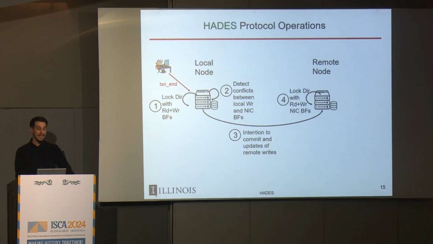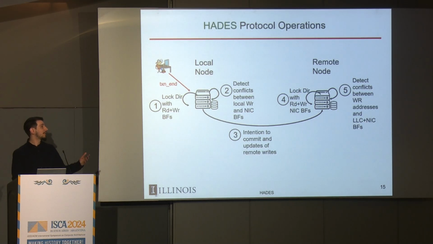On the remote node, everything starts with getting the intention to commit message, and then it locks the directory using the read and write Bloom filters that it is storing in its own NIC for this transaction. After that, it needs to identify if there are any conflicts between the cache lines that we are writing in this remote node and any other transaction. So it has to check with the Bloom filters that live in the NIC to find remote-to-remote conflicts on that node, and also with the Bloom filters that live in this remote node's last level cache, to find any remote-to-local conflicts that are happening on that remote node.